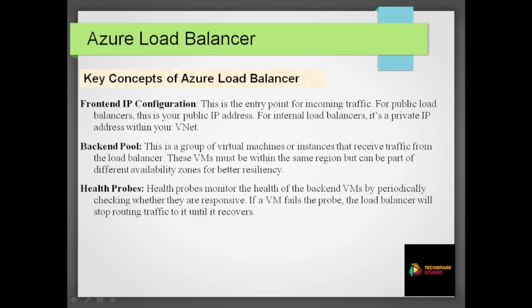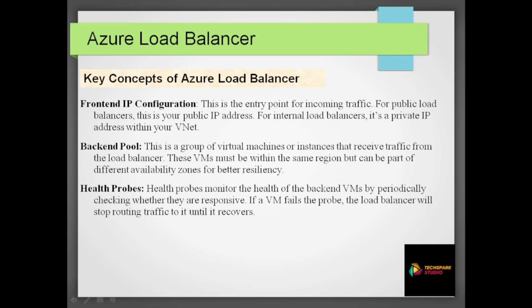Now, the fourth is load balancing rules. Load balancing rules define how traffic should be distributed to the backend VMs. You can set rules based on parameters like port numbers, protocols, and health probes. For example, you may have a rule that states if traffic arrives on port 80, forward it to port 80 on the backend VMs. Like this, you can set rules as per your requirement.